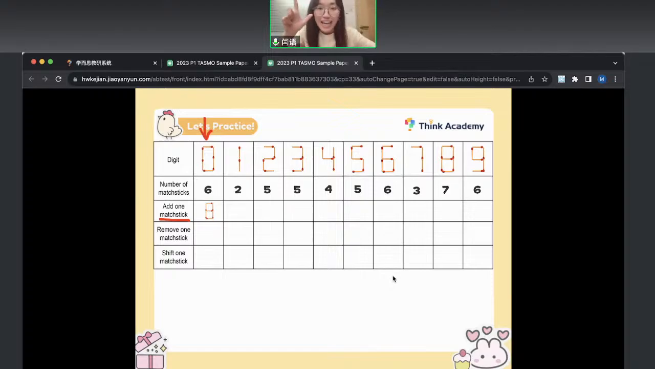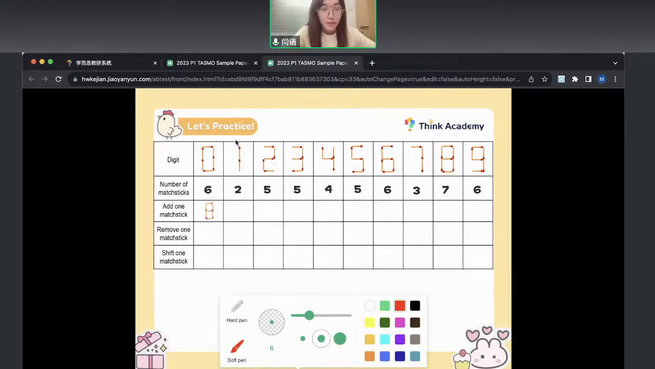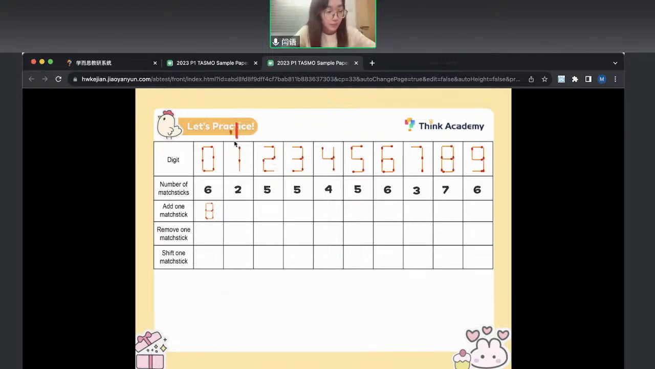Okay, and what about if you add 1 more matchstick to digit 1? What number can you get? Yeah, what number can you get? Yeah, for the second part here. Good job. 7, right? Okay, can you find any other? No, only 7, right? Okay, good job.